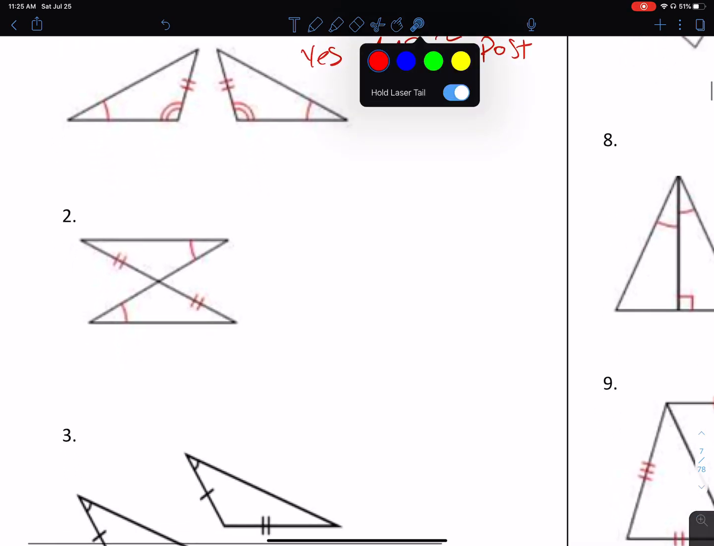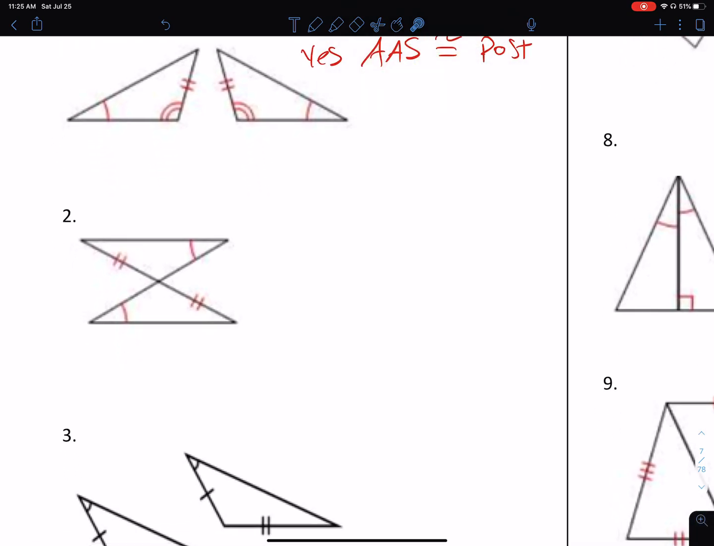All right, number two, at first glance, you'd be like, well, no, this doesn't work. We only have two things marked in these triangles. We need three things marked in the triangles. Well, that's true, but check this out. These are vertical angles and they're congruent.